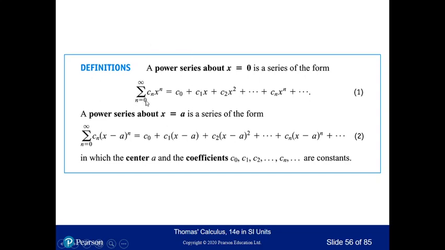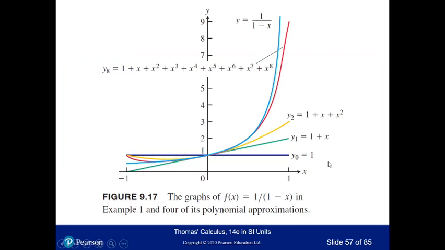Look at that: the sum from n equals 0 to infinity of cn x to the n is a power series about x equal to 0, and the sum from n equals 0 to infinity of cn (x minus a) to the n is a power series about x equal to a. So we have a center a here. The center here is 0, okay? And the coefficients c0, c1, cn are constant numbers.